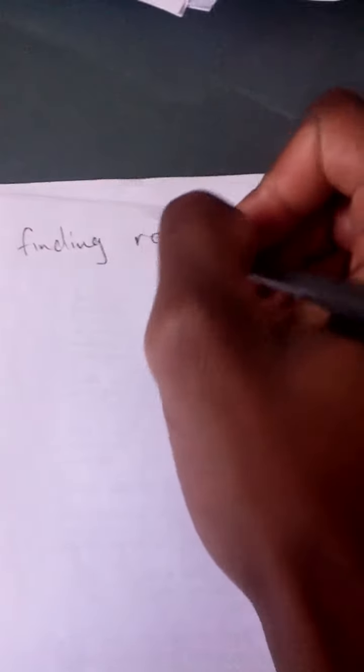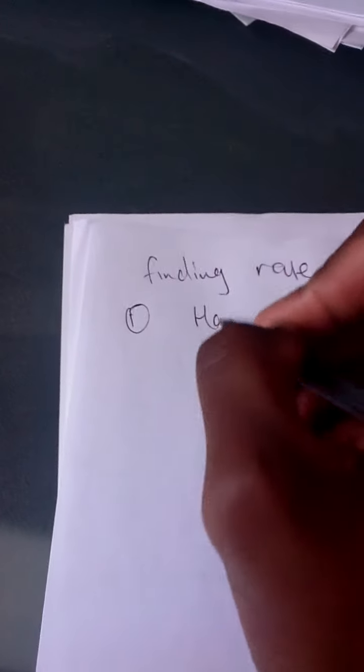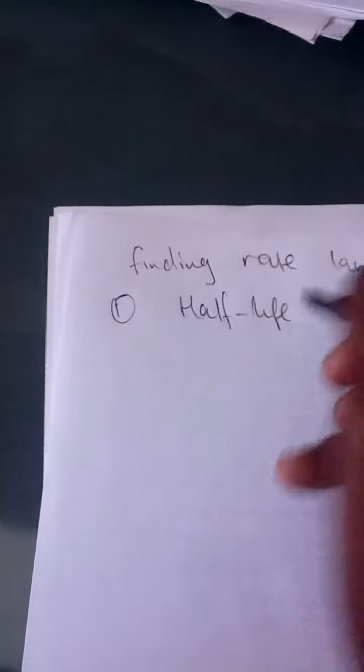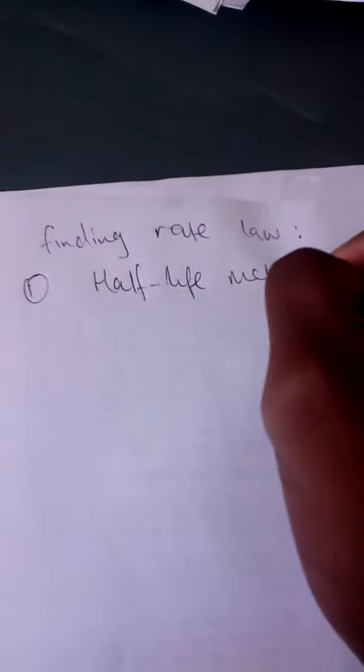So, finding the rate law using 4 methods. The first method would be the half-life method.